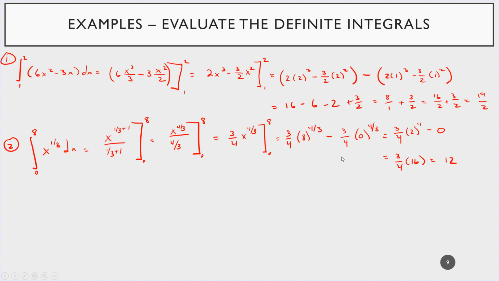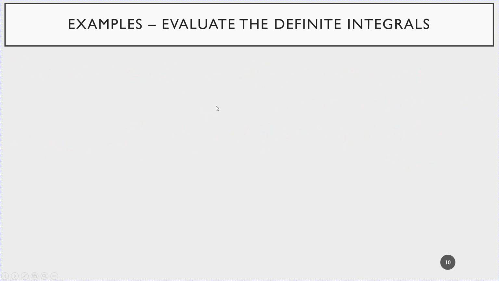All right, let's move on. Let's try some trig ones now. Let's try this one. Let's integrate from 0 to pi, and let's look at sine of x minus 5 dx.